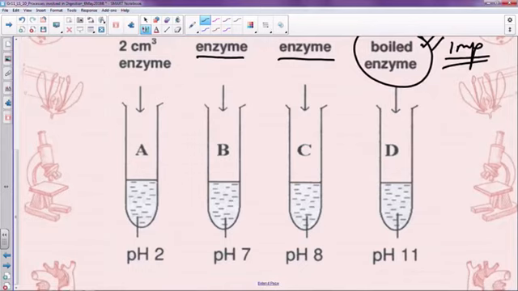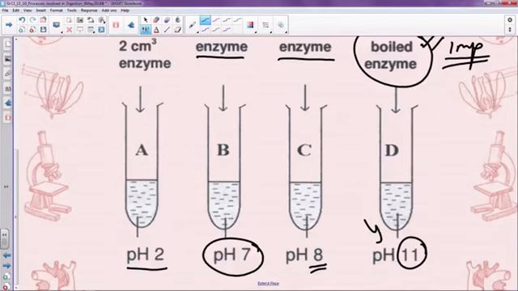So pH 2 was present for test tube A. Test tube B was kept in a pH of 7, so almost neutral. Test tube C was kept at pH 8, and test tube D was kept at pH 11. So here we're seeing an acidic, a neutral, a slightly alkaline, and then obviously a strongly alkaline or basic medium for this specific enzyme.